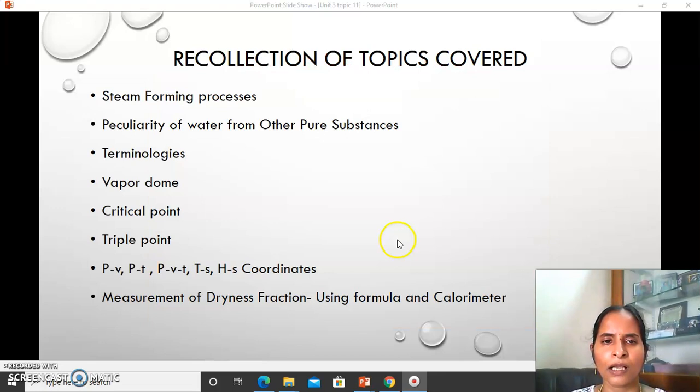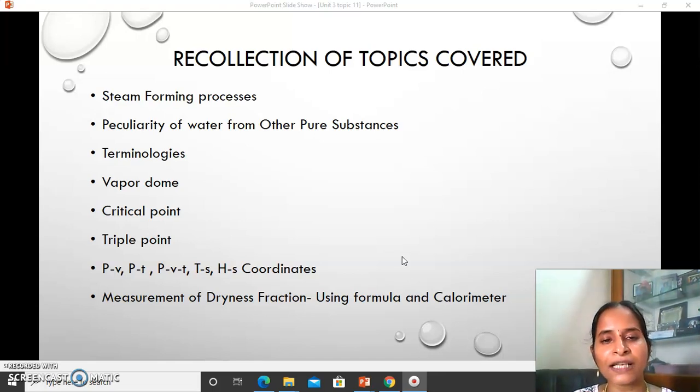Let me recollect the various topics which we have covered in the third unit. The third unit is properties of pure substances. Pure substances means many substances are available that exist in one or more phases, but still have a uniformly distributed chemical composition, even though their physical appearance is not uniform.